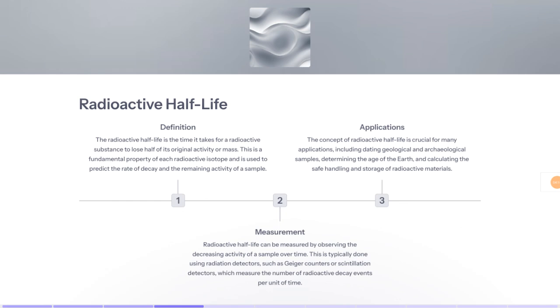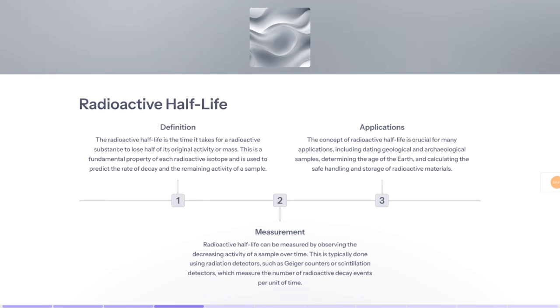Radioactive half-life. Definition. The radioactive half-life is the time it takes for a radioactive substance to lose half of its original activity or mass. This is a fundamental property of each radioactive isotope and is used to predict the rate of decay and the remaining activity of a sample.